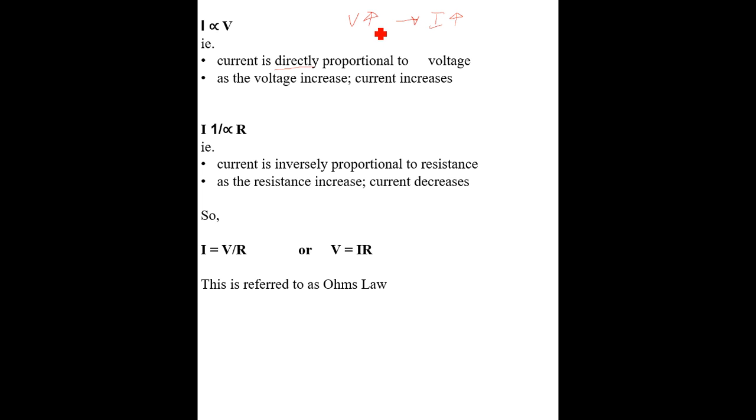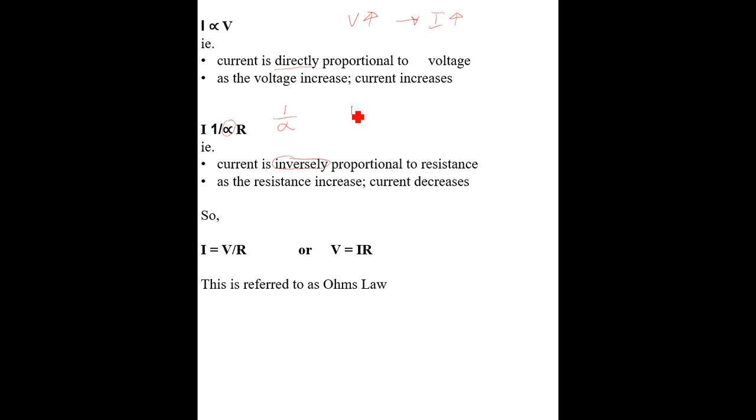So if the voltage is going to double, then the current is also going to double as well. With the resistance, now the greater the resistance, the lower the current is going to be. So instead of a direct proportionality, we have an inverse relationship here. And that's why we have that proportional sign over 1. 1 over means that we have an inverse relationship.